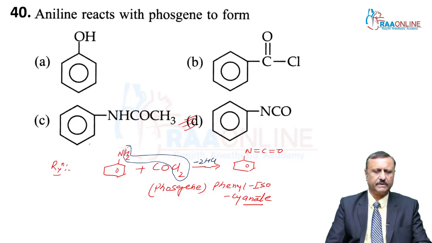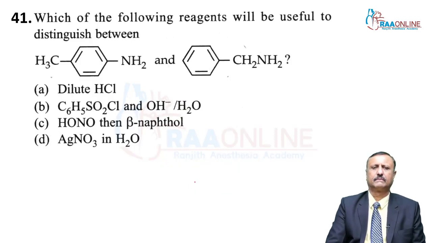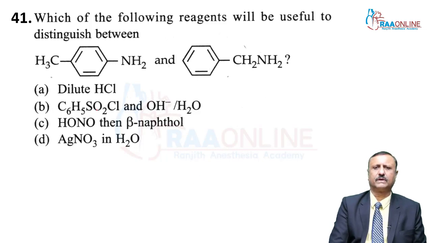Now, my dear students, when we go to question number 41, which of the following reagents will be useful to distinguish between these? Here, with benzene sulfonyl chloride, both NH2 groups react, because primary amines are present. So you go to answer C, that is HNO2 then beta naphthol, because HNO2 and beta naphthol react with the aniline to form an azo dye.